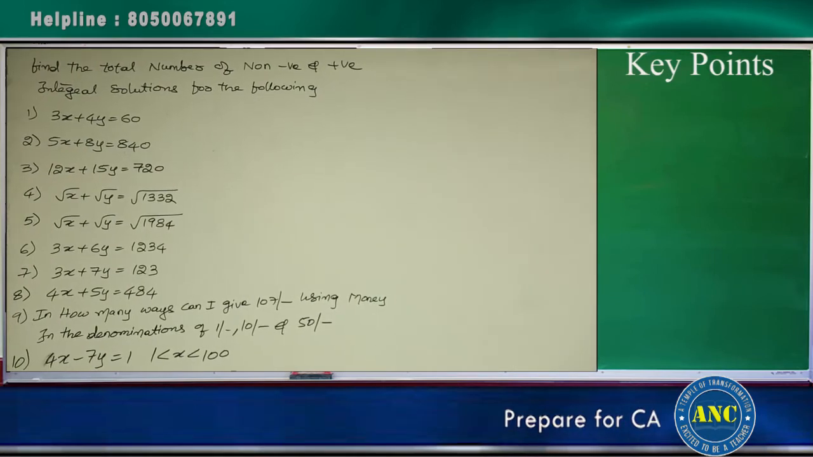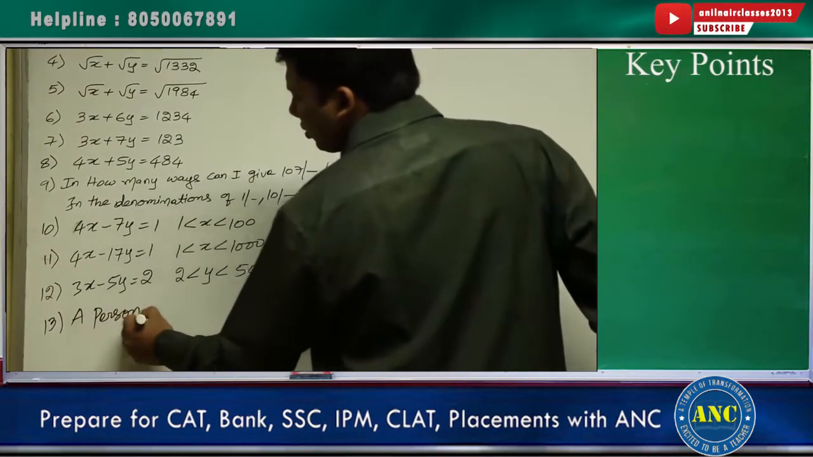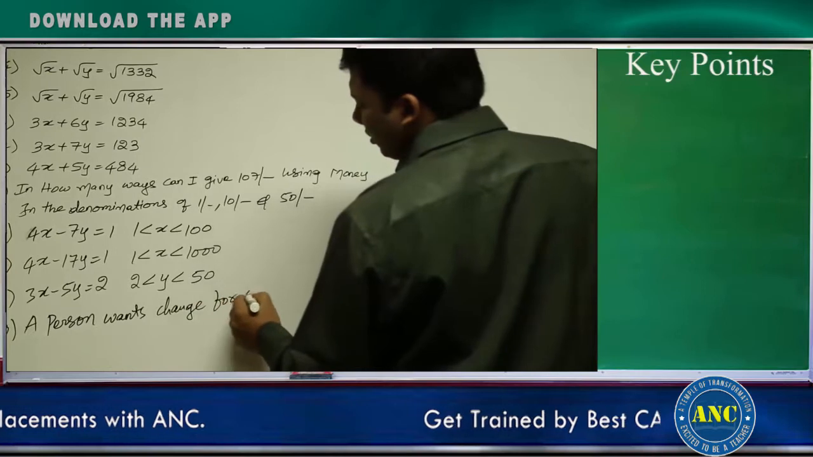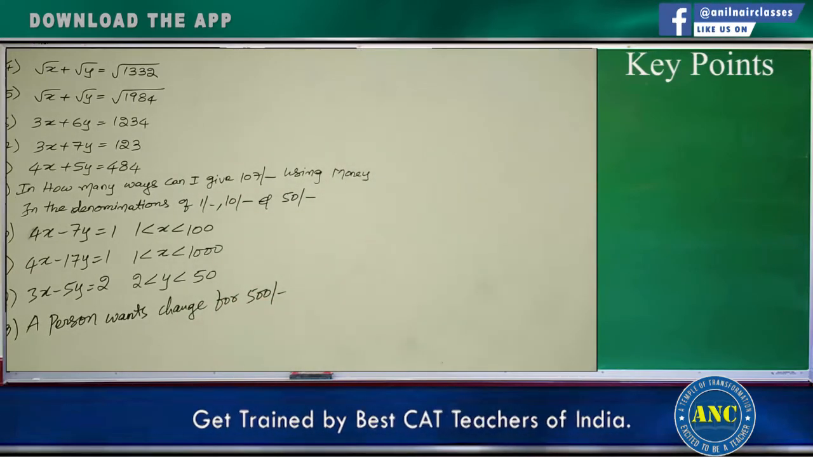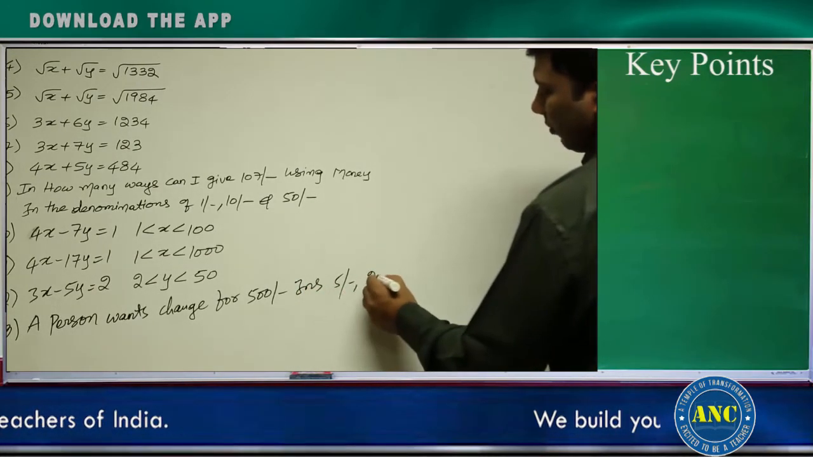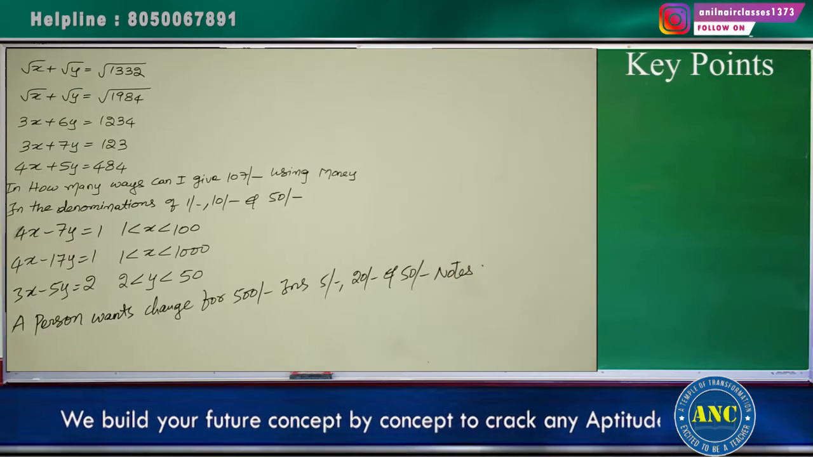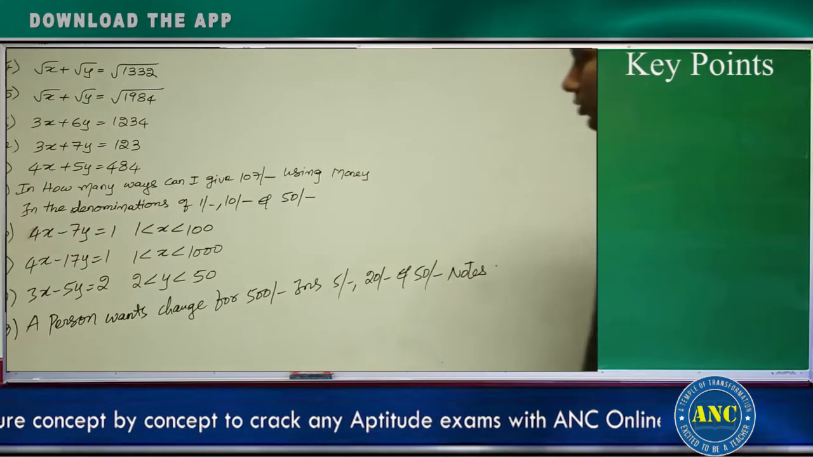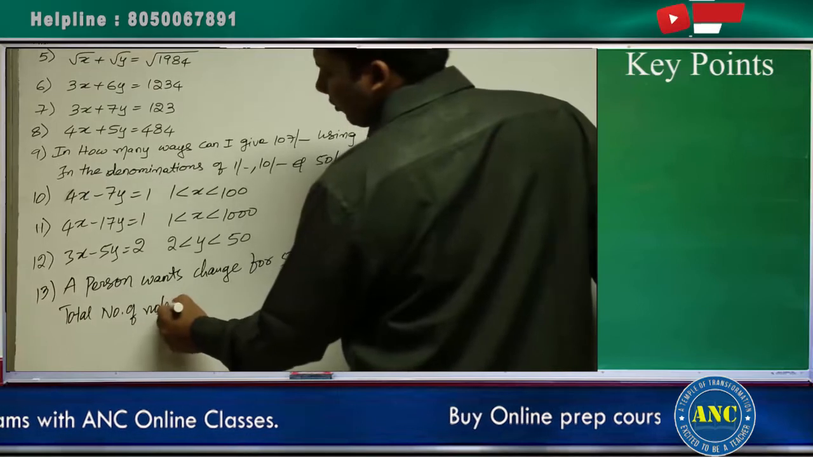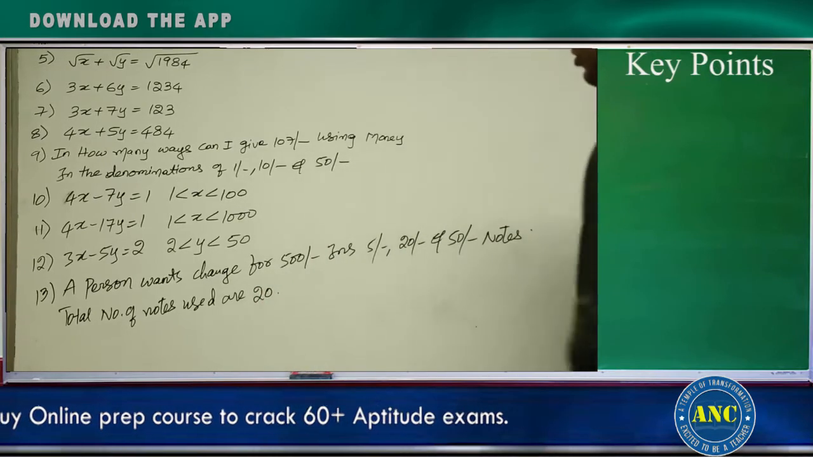A person wants change for 500 rupees in 5 rupee, 20 rupee and 50 rupee notes. The total number of notes used is 20.